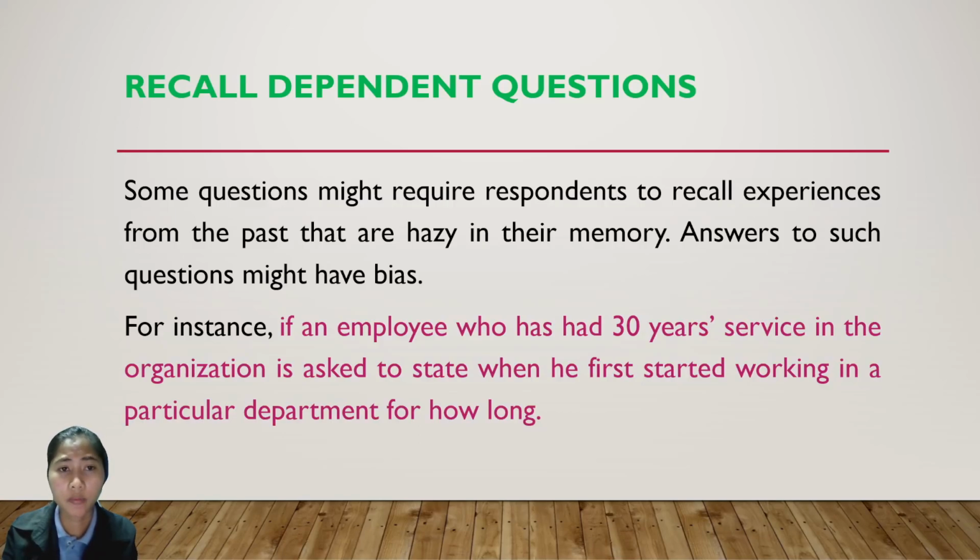Recall dependent questions. Some questions might require respondents to recall experiences from the past that are hazy in their memory. Answers to such questions might have bias. For instance, if an employee who has had 30 years of service in the organization is asked to state when he first started working in a particular department and for how long, these types of questions can be problematic because memory is fallible and prone to error. Respondents may have difficulty accurately recalling information, particularly if it happened a long time ago. A better source for obtaining the information would be the personal records.